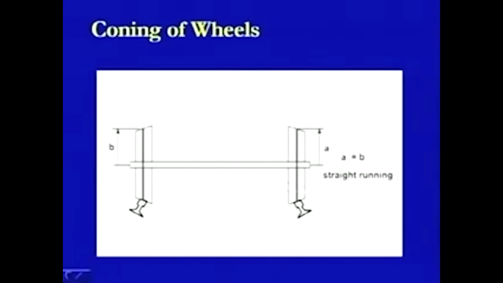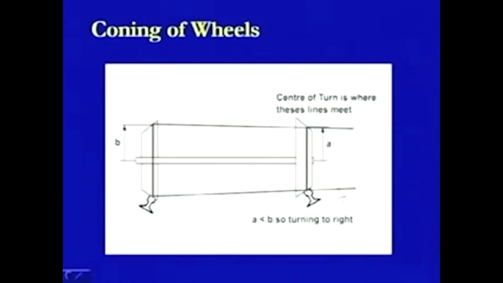As far as the straight running condition is concerned, straight running can be achieved only if both of the wheels are moving the same distance in one revolution of the wheel. That is possible only if the radius of this wheel, that is A, and the radius of this wheel, that is B, are equal to each other.